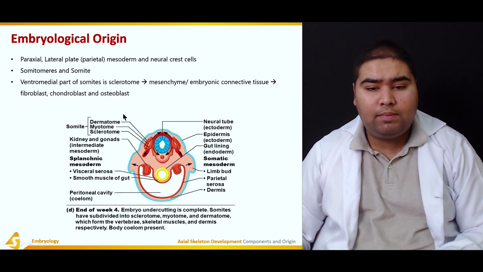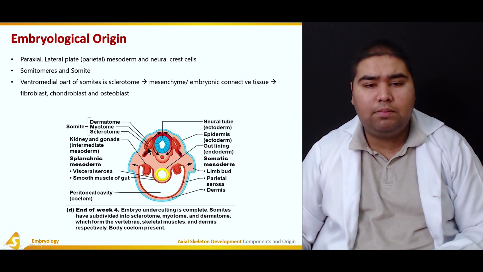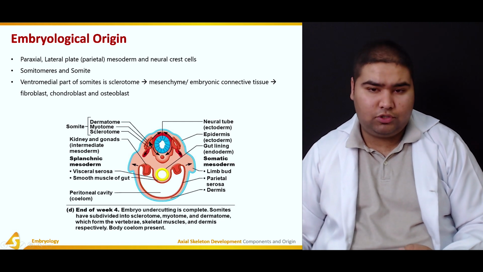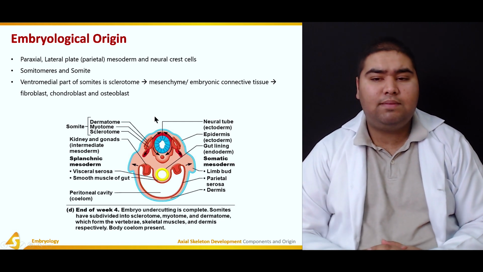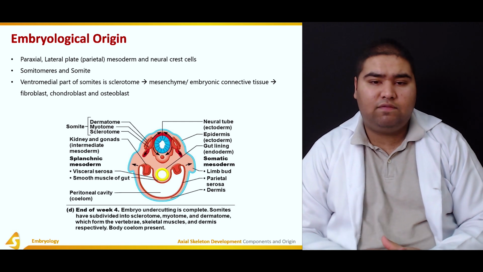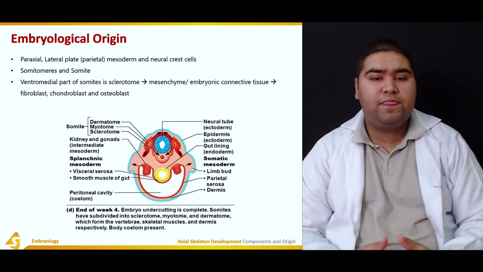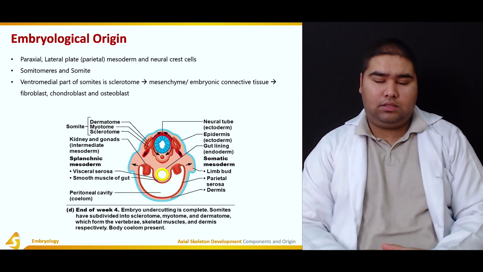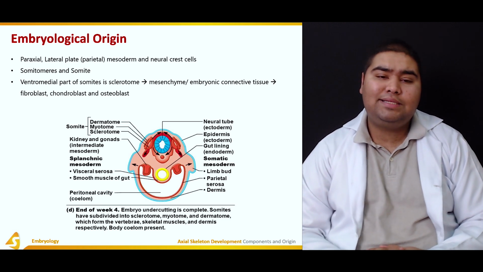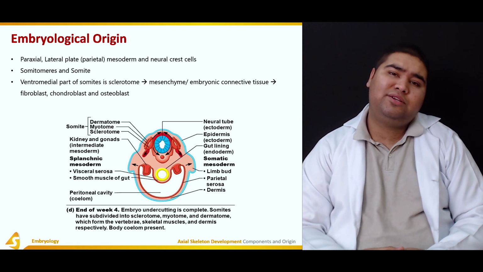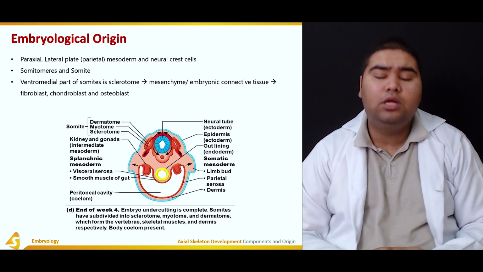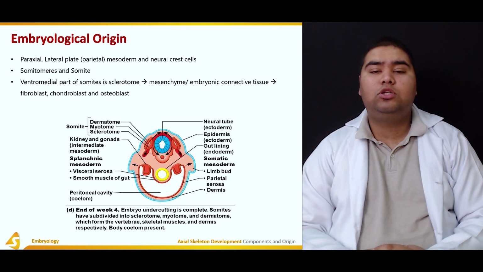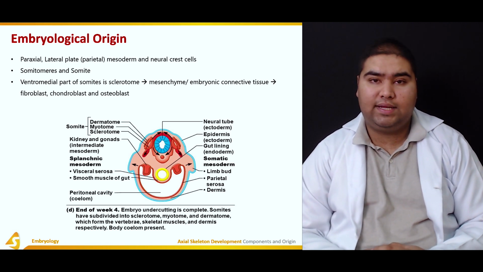So now where my mouse cursor is, this is the ventromedial part of the somite. This part is known as the sclerotome. The sclerotome forms the mesenchyme or the embryonic connective tissue, which gives rise to the fibroblasts, the chondroblasts, and the osteoblasts. Okay, the fibroblasts lay down fibers in the extracellular matrix and help in its formation. The chondroblasts are the cartilage forming cells, and osteoblasts are the bone forming cells.